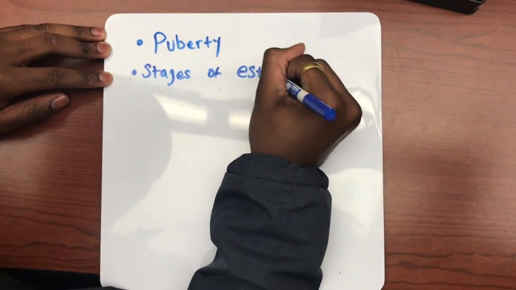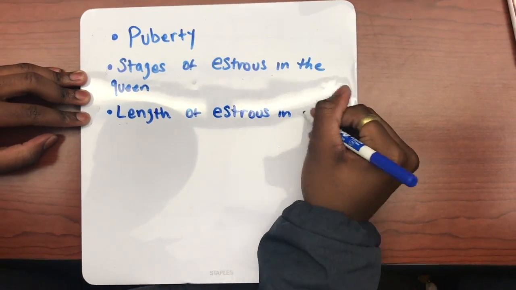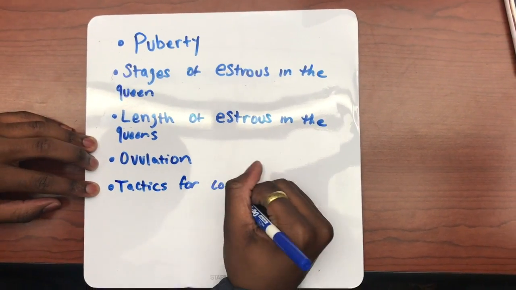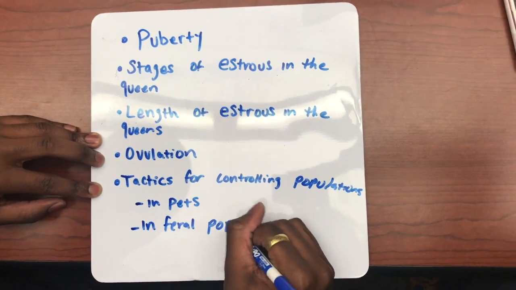Some of the topics that we will be reviewing in this lecture include puberty, stages of the estrus in the queen, length of the estrus in the queen, ovulation, and tactics for controlling population, including pets and feral populations.